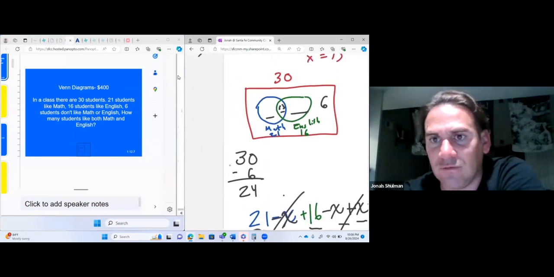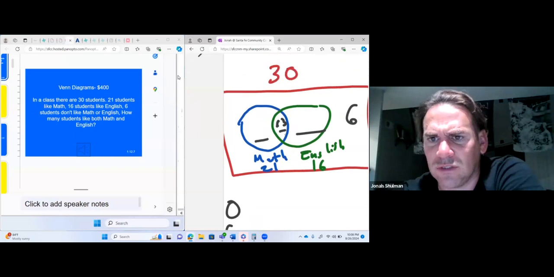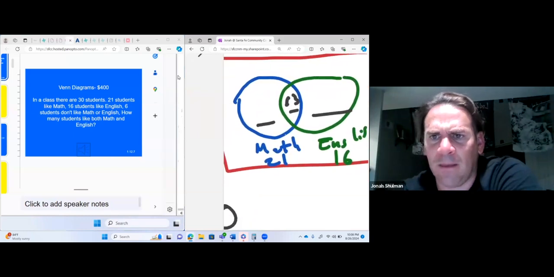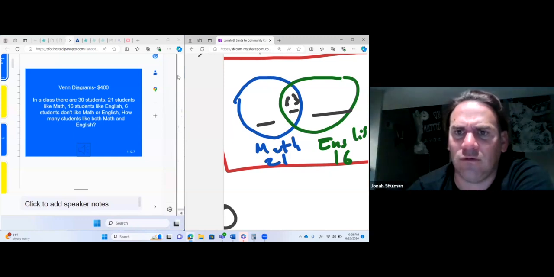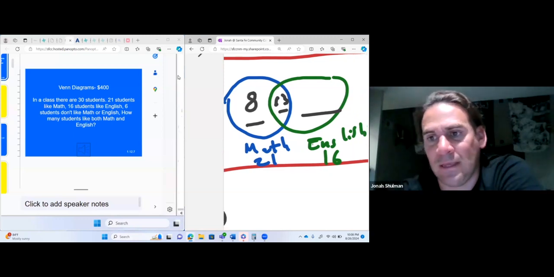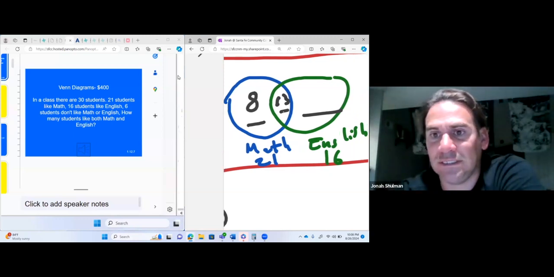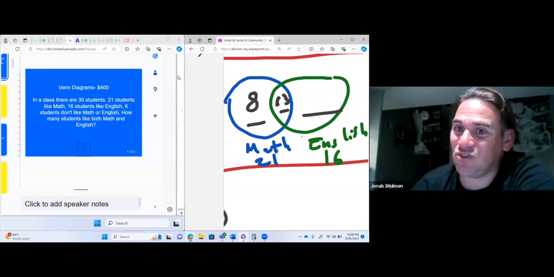And now we can check everything. We've got to make sure that this works. So they're sharing 13. Now, what is 21 minus 13? That is 8. That means 8 just like math. And what is 16 minus 13? That is 3.